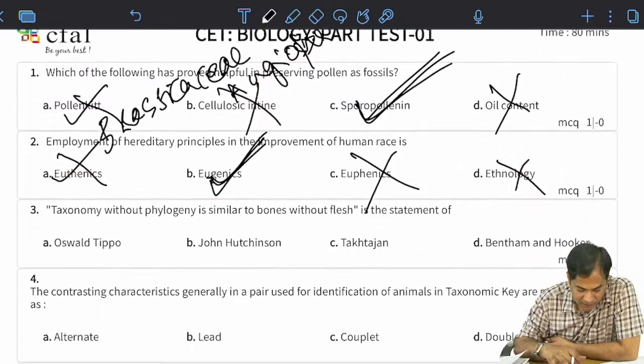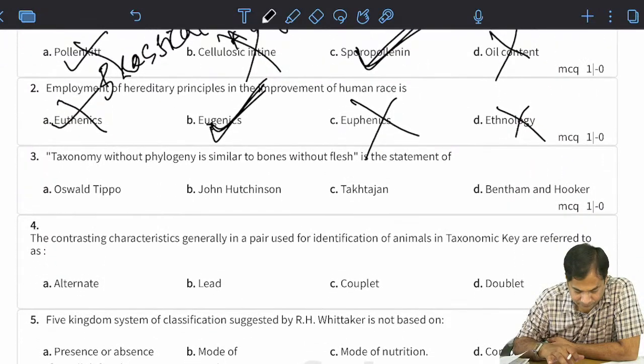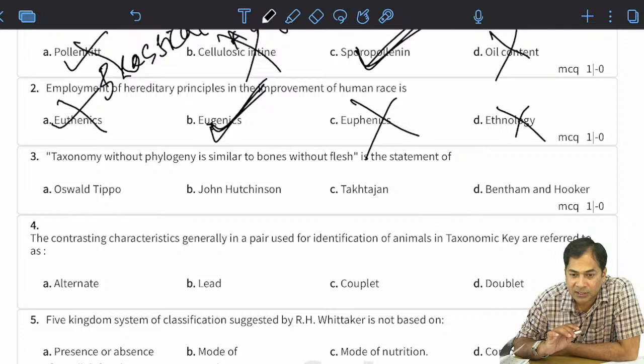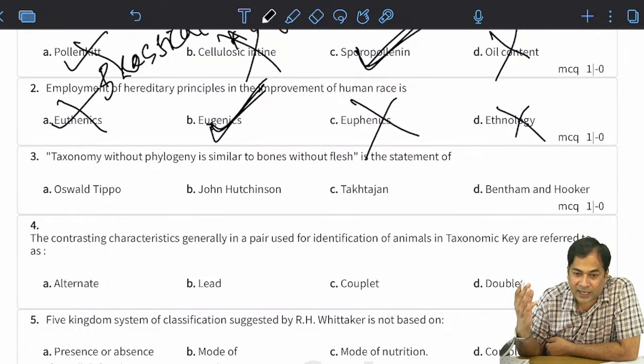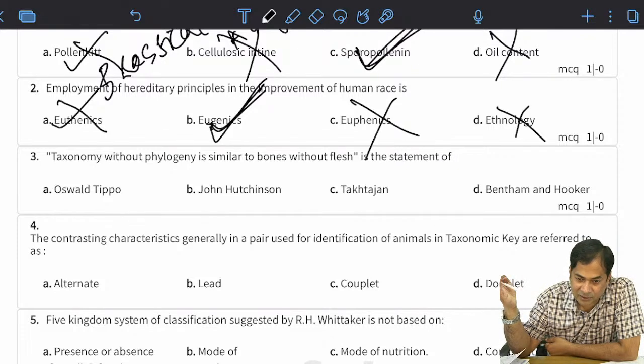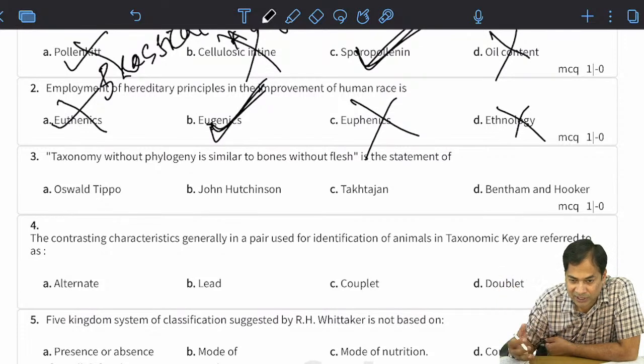Just look at the question. He says taxonomy without phylogeny, meaning classification without considering ancestral relationship, is similar to bones without flesh. That means classification should be done by considering its ancestral relationships. While classifying any plant or any animal, you should relate that particular organism with their ancestors or previous organisms. Then only you can classify. That is what the scientist is saying.